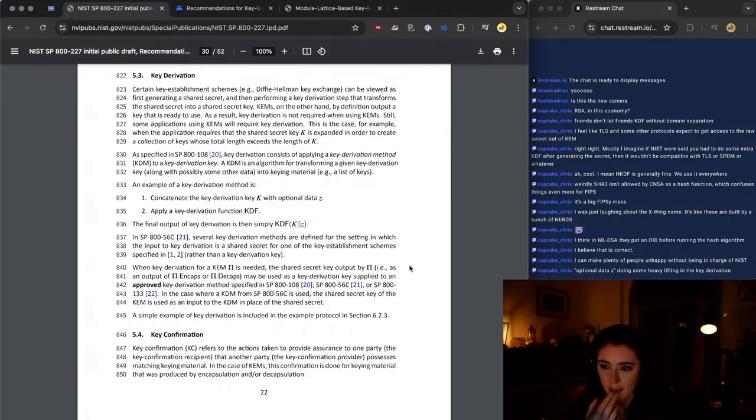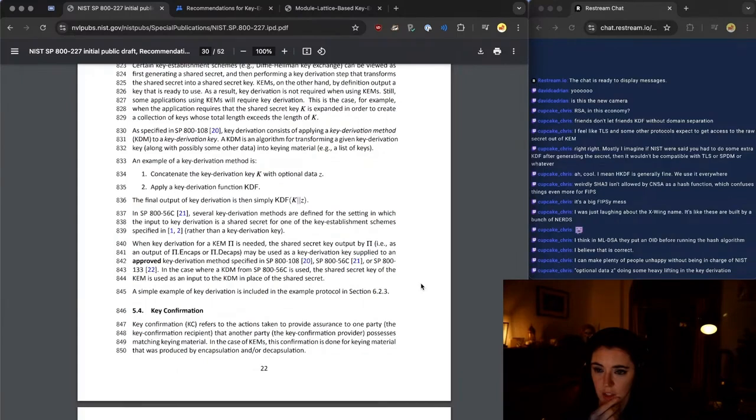But yeah. KEMs, on the other hand, by definition, output a key that is ready to use. Say SVE and other KEMs, they vary by ready to use. Key derivation is not required in using KEMs. I feel like that is bad advice. I understand why they are saying that, but I would not agree with that. Some applications using KEMs will require key derivation. Yes.